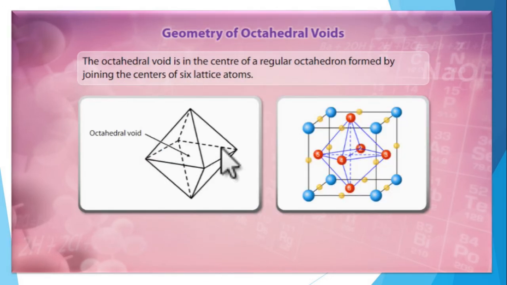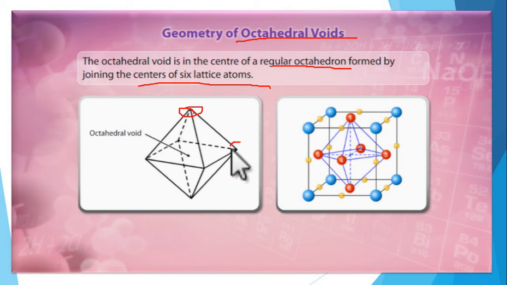Geometry of octahedral voids. What is the geometry? The octahedral void is in the center of a regular octahedron formed by joining the centers of the six lattice atoms. We can count the atoms. This is the first atom, second atom, third atom, fourth, fifth, and sixth. These six atoms form an octahedron structure. The space between these six atoms is known as the octahedral void. We can also see this from the diagram.